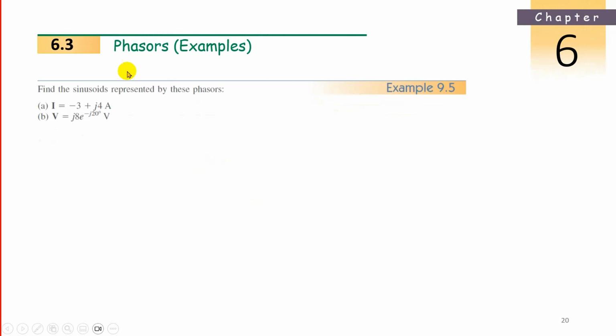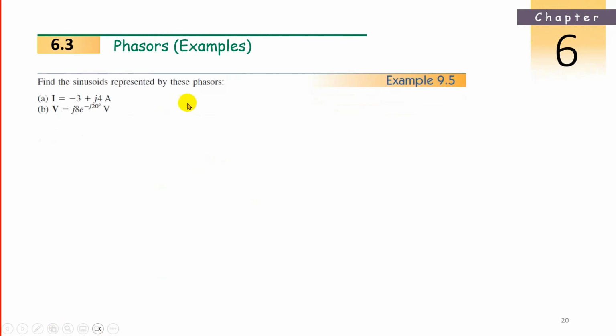Another example. Find the sinusoid represented by the phasor. Now the phasor is given. We need a sinusoid in the sine and cos term. So I equal to minus 3 plus j4. V is equal to j8 e power minus j20.